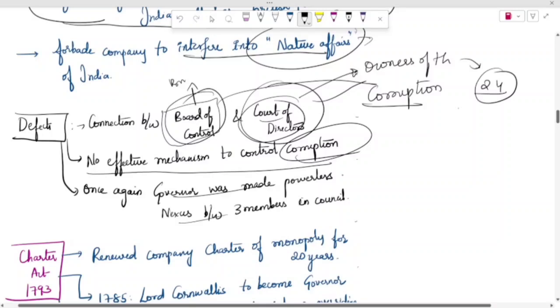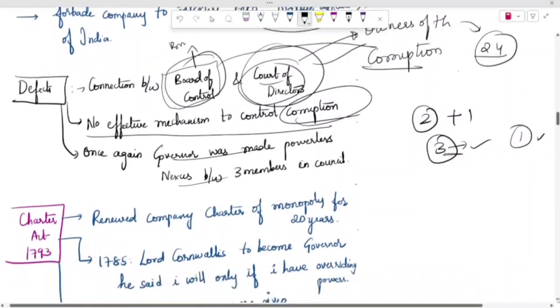Once again, the governor was made powerless. Fine. So we need 2 plus 1 votes. What if all the 3 members of the governor's council are on one side and the governor is on the other? Which side will become the majority? The 3 members will become the majority, and the governor's power will be undermined.